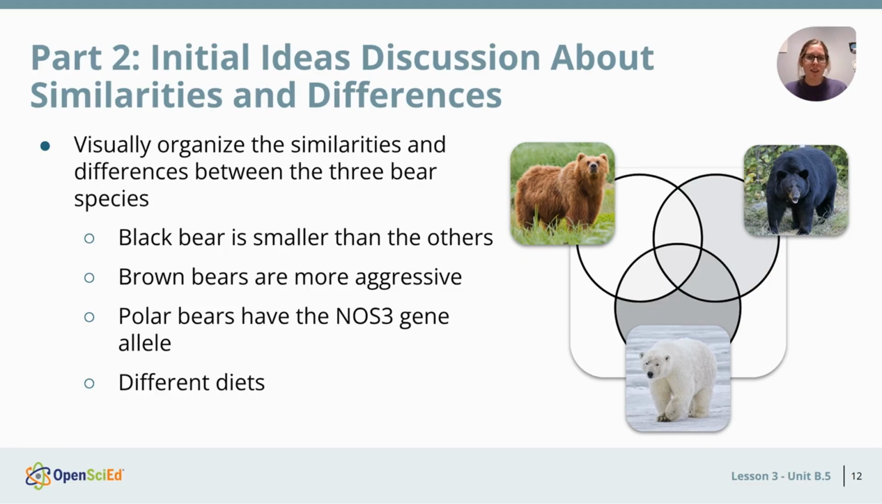Starting with part 2, the initial idea discussion about the similarities and differences. We're going to visually organize the similarities and differences between the 3 bear species using sort of like a 3-layer Venn diagram. Key findings are that black bears are smaller than the others, that brown bears are more aggressive, and as we learned previously, polar bears have a different allele of the NOS3 gene, and they have vastly different diets.